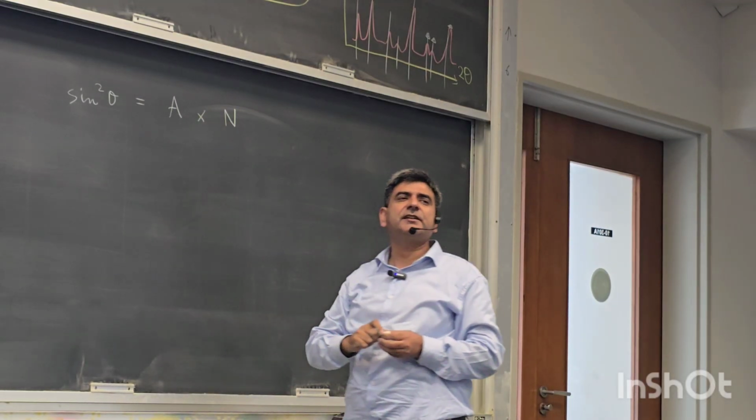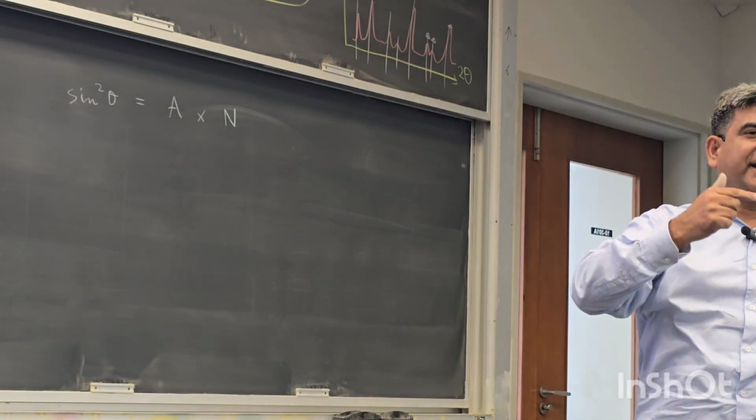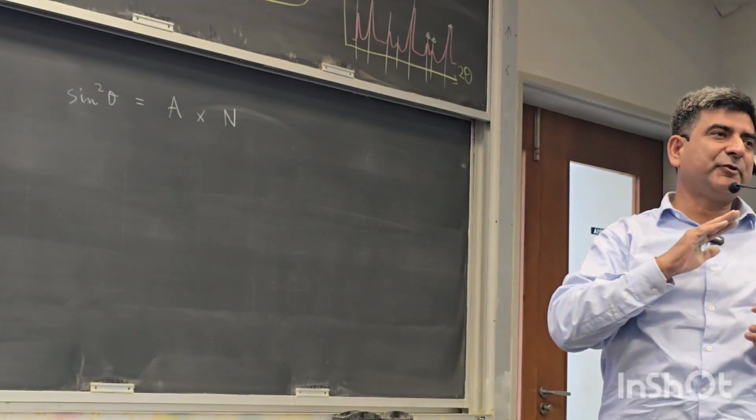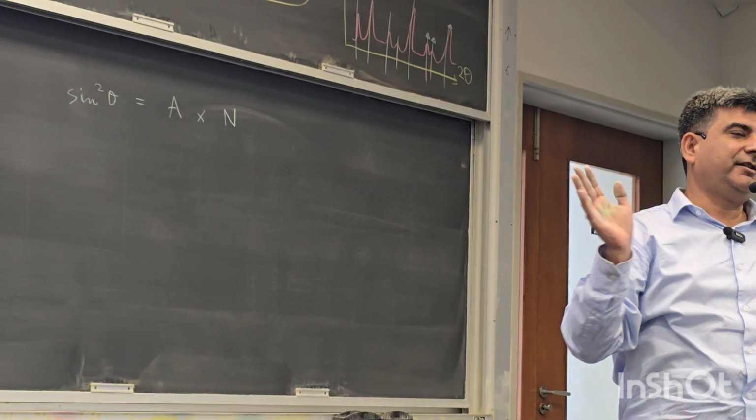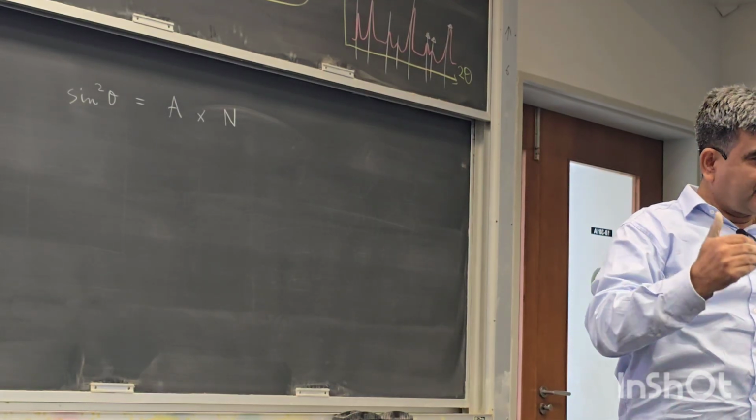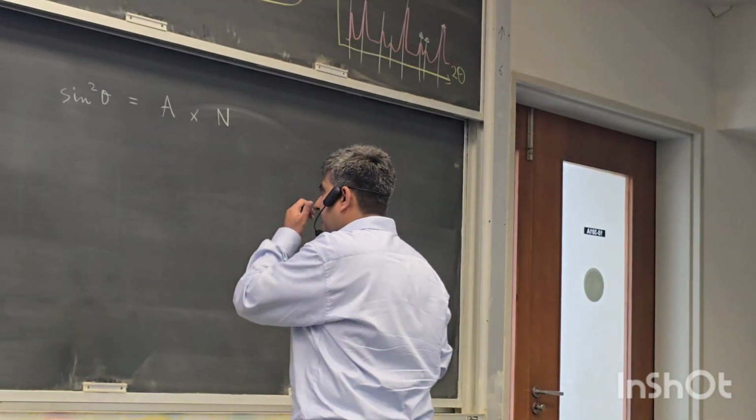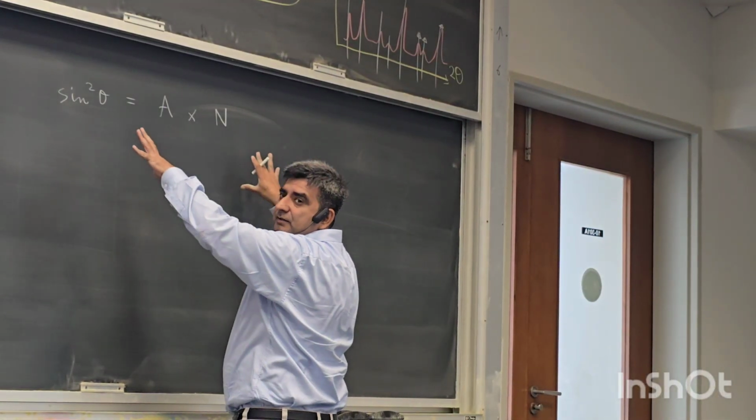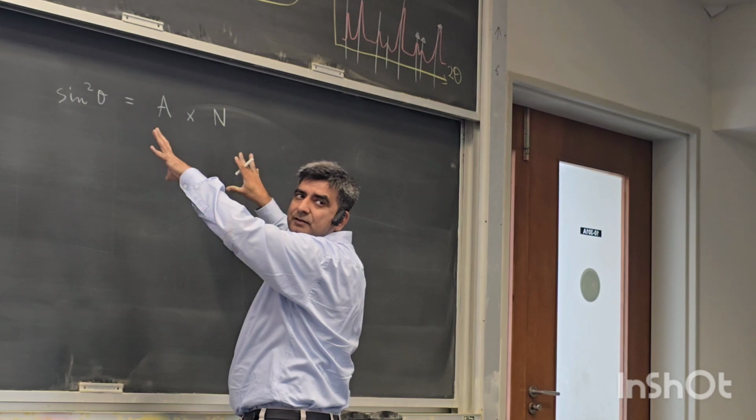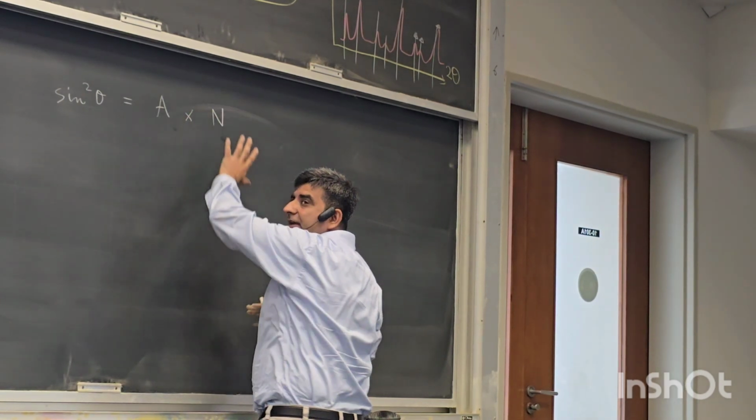Sine square theta is some arbitrary number, n is an integer, and there are certain allowed values of n only, which correspond to h square plus k square plus l square. For example, you cannot have 7 in this. You cannot have 15 in this. You cannot have 23 in this. Certain allowed values of n. If all your sine square thetas match this pattern, then you can determine A and you can determine n.